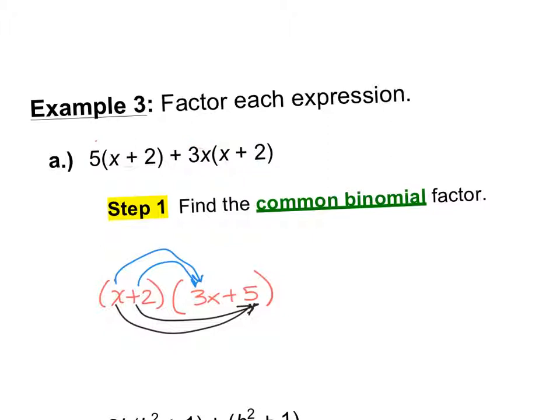So the hard part for you is going to be to look at the binomial, which is inside of the parentheses, and recognize that if you have the same parentheses in both, that means that that whole entire parentheses is something that can be factored out of that full expression, leaving you with 5 plus 3x.